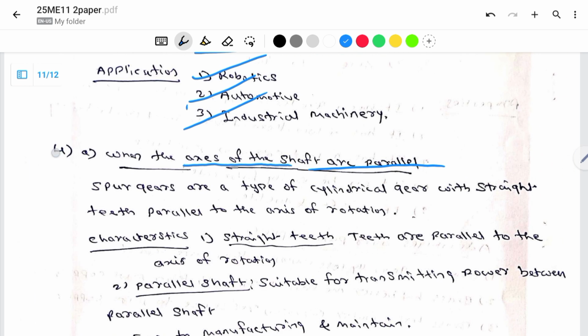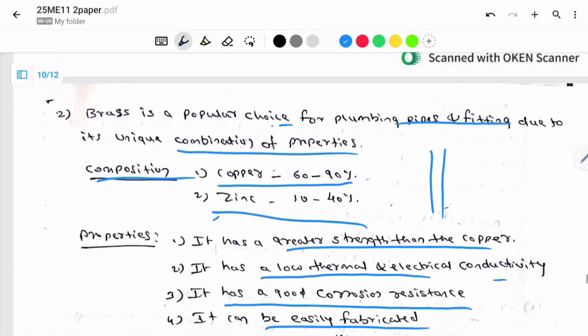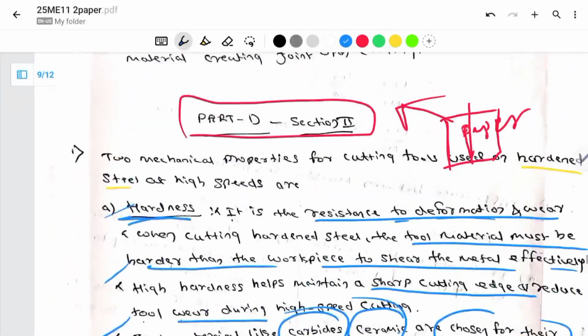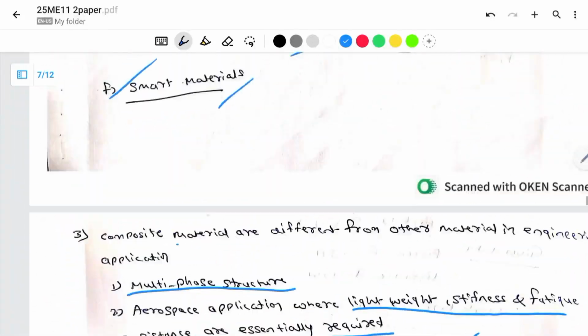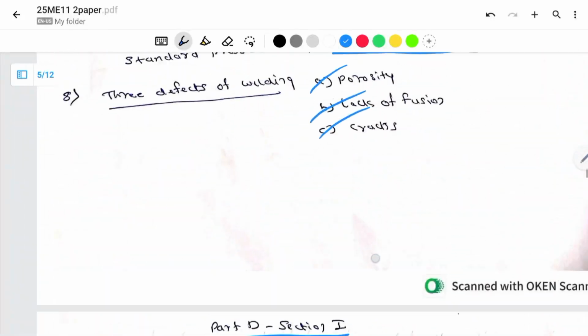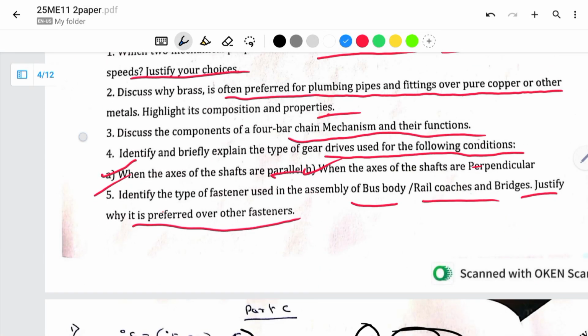So follow the channel. Whenever I upload the videos, you will get answers for these questions. The last three questions are there. I feel the answer given here is not sufficient, so I will come up with some diagrams for these last three questions: the 4-bar chain, explain the gear drives and axles, and identify the fasteners and bolts used in the coaches.